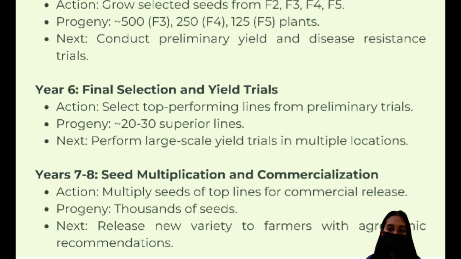We choose the top performing lines from our preliminary trials, narrowing it down to about 20 to 30 superior lines. These lines will undergo large-scale yield trials in multiple locations.